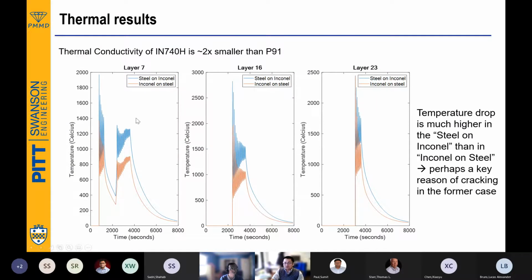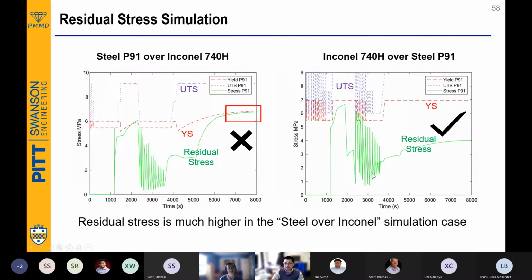As you can see, thermal conductivity becomes critically important because the Inconel is 2 times smaller than the P91. So if you build steel on top of Inconel, you accumulate a lot of heat in the printed part. The heat dissipation becomes very, very slow and very difficult. And then you further put this thermal history into the residual stress simulation. So what is the answer? In this model, you have UTS, yield strength and the residual stress.